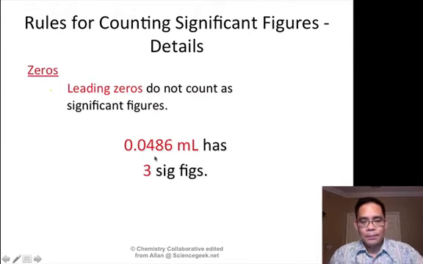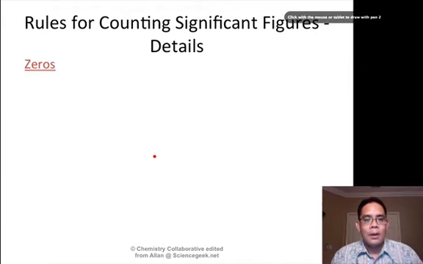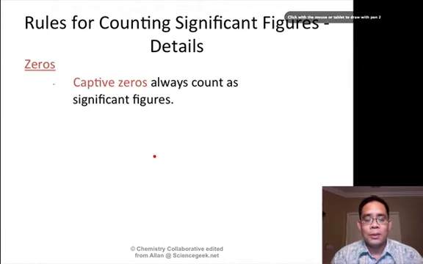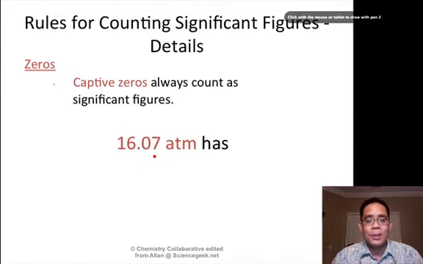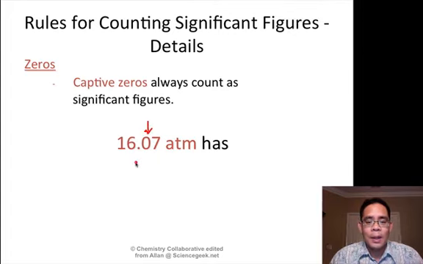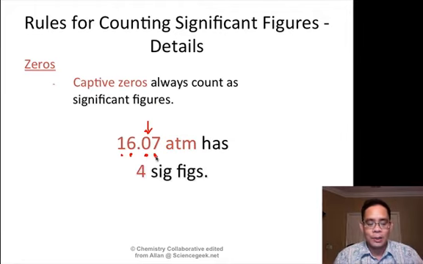In the next one, zeros, of course, captive zeros. When we talk about captive zeros, these are zeros that are in between non-zero digits. So 16.07 has 1 captive 0 in the middle. And anytime it's captive, whether there's a decimal or not doesn't matter. As long as I'm in between non-zero digits, that captive 0 always counts. So this would actually have 4 sig figs, 1, 2, 3, 4.